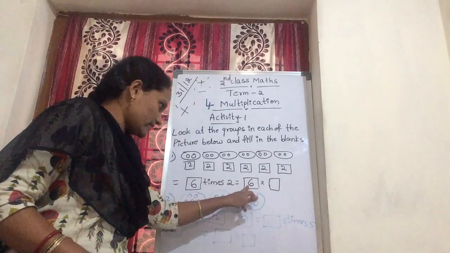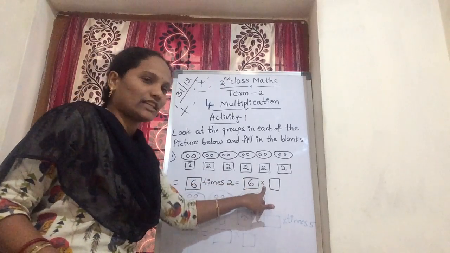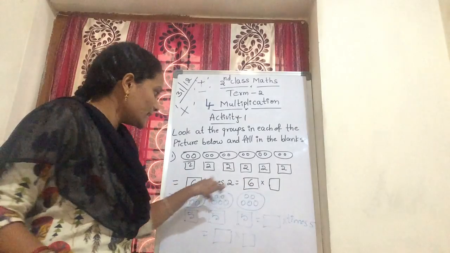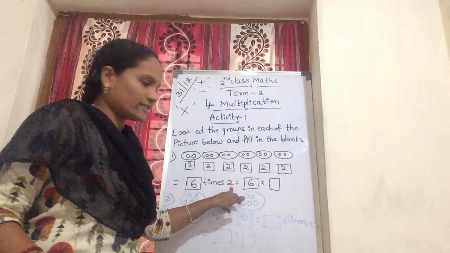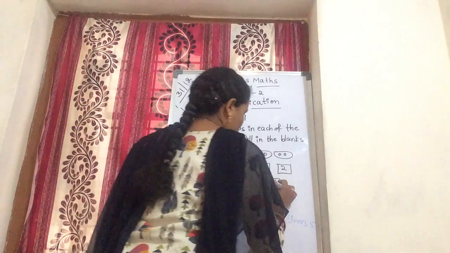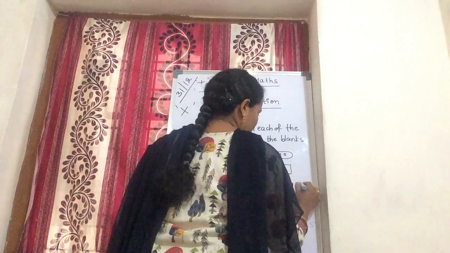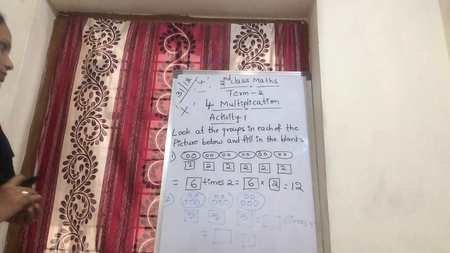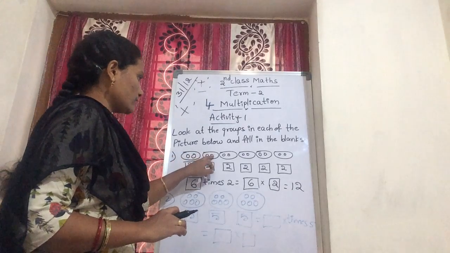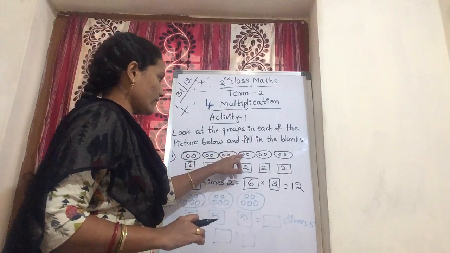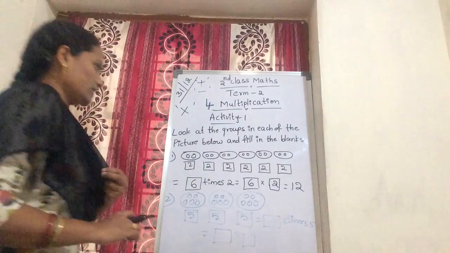So this 6 goes in this box. Now next, times means into. Now next here, what is there? 2. This 2 goes in this second box. So 6 2s are 12. Now count it. Are there 12 in total or not? You check it. 1, 2, 3, 4, 5, 6, 7, 8, 9, 10, 11, 12. You got 12.